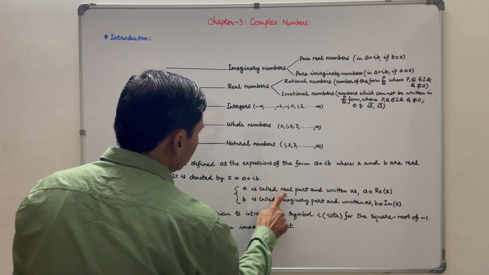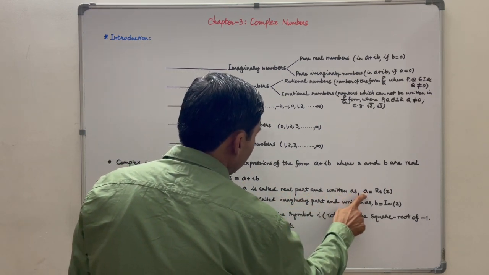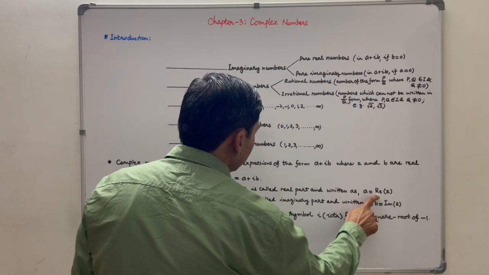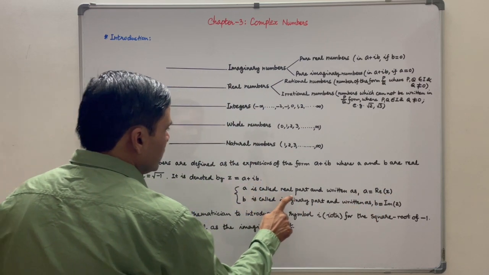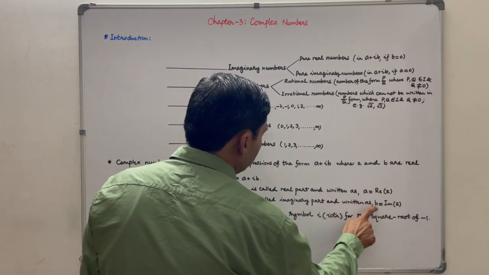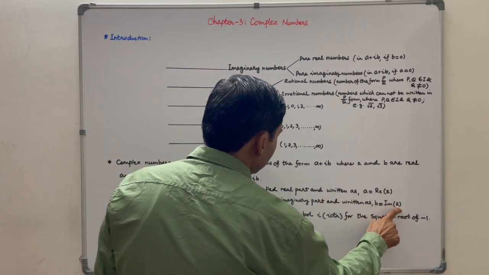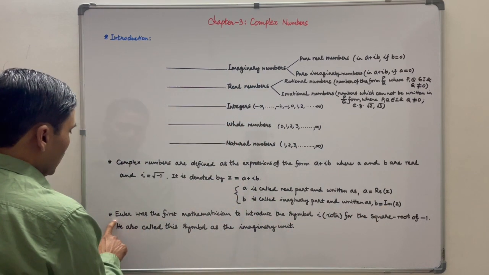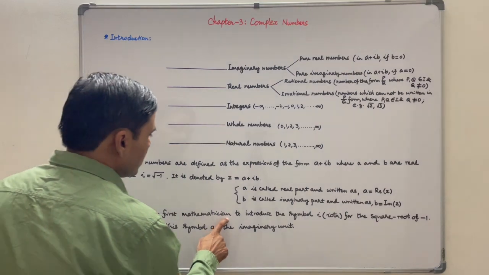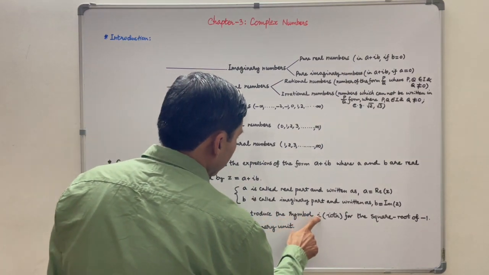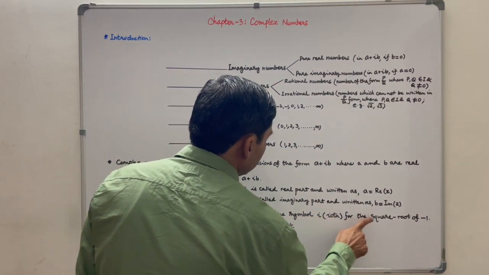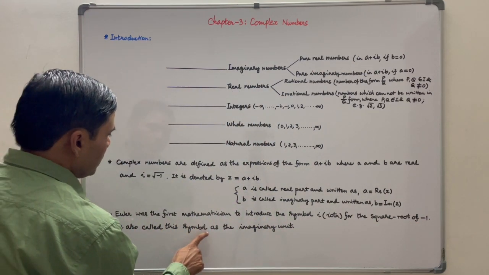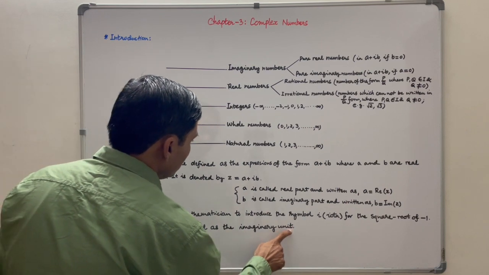a is called the real part and written as a is equal to Re z. Re is the short form of real. b is called the imaginary part and written as b is equal to Im z. Im is the short form of imaginary. Euler was the first mathematician to introduce the symbol i, which is iota, for the square root of minus 1. He also called this symbol the imaginary unit.